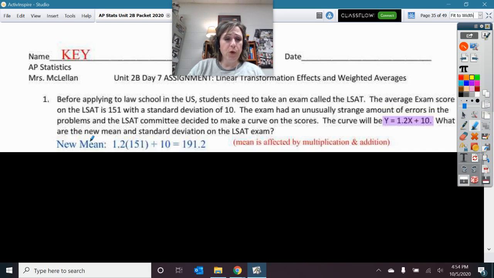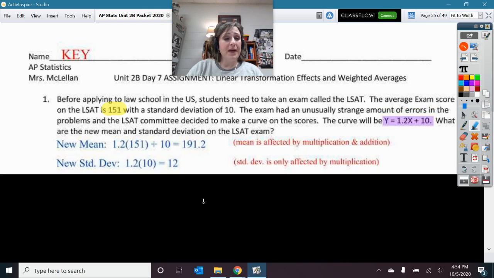So for the new mean, of course, we have our function: 1.2 times the mean that we had plus 10. So the measure of center is affected by the multiplication and addition. But the standard deviation, that was 10. So that's what we're putting in here, the old standard deviation: 1.2 times 10. No plus 10 for the addition.